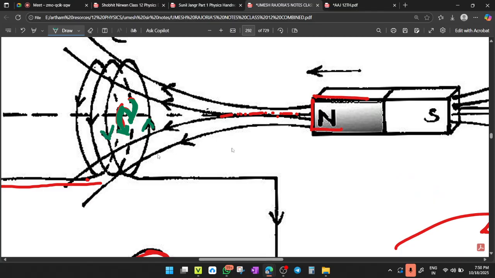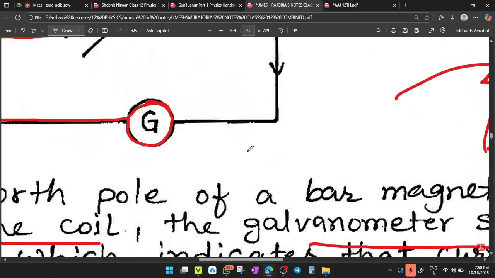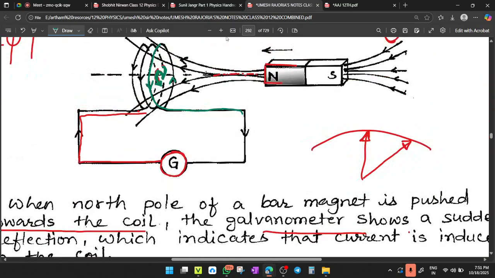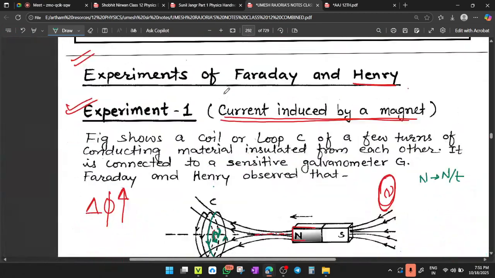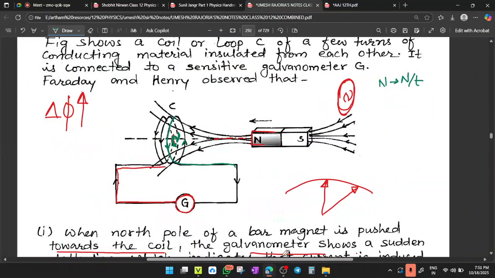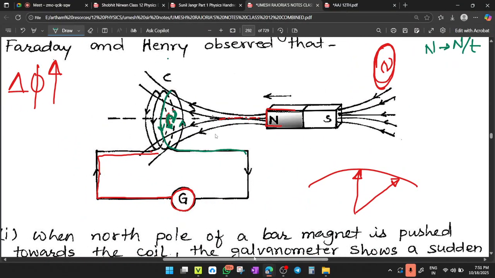Clear or not clear? So see, yes, current is getting downward here and is emerging out from the circuit, and likewise it is passing through the galvanometer like this. Clear or not clear? Yes, so this is the direction of current. And again from the turn that is behind the coil, again it is looping like this and this.